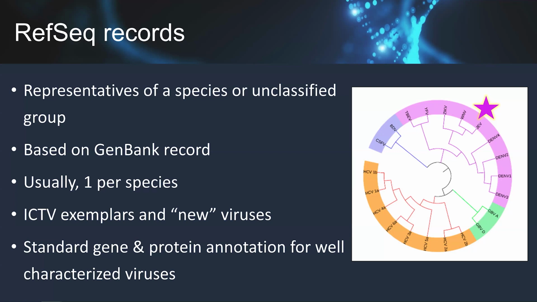Also for well-characterized viruses. These are the ones that people tend to study quite a bit. We try to add standard gene and protein annotation to those records so that all the protein content is represented there. And they also have names that people can refer to, so they're all using the same language.